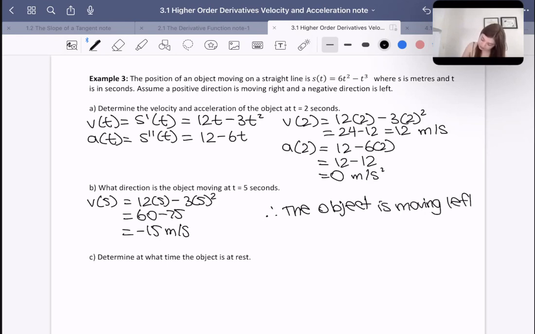left in this case, because back in the question they told us assume a positive direction is moving right and a negative direction is moving left, and we ended up with a negative direction, right? We ended up with a negative velocity when we figured it out.